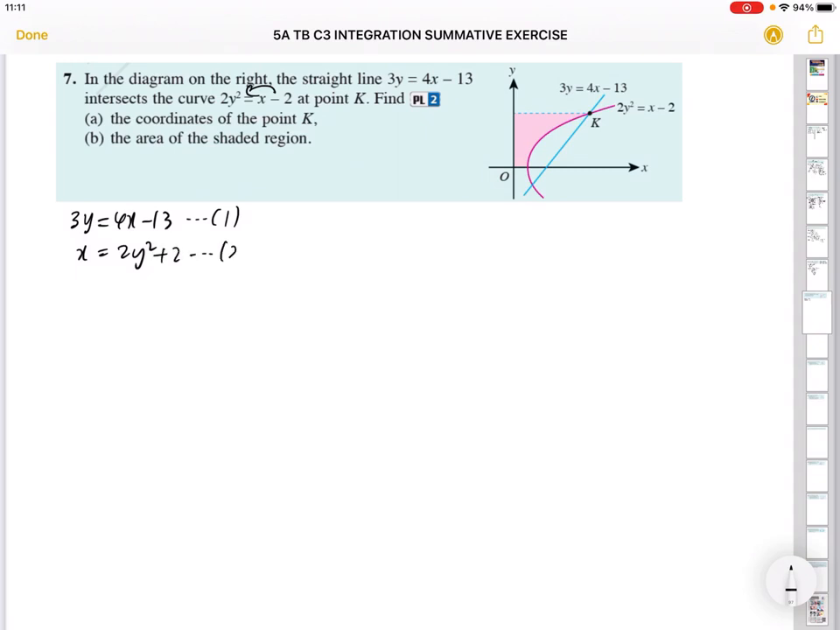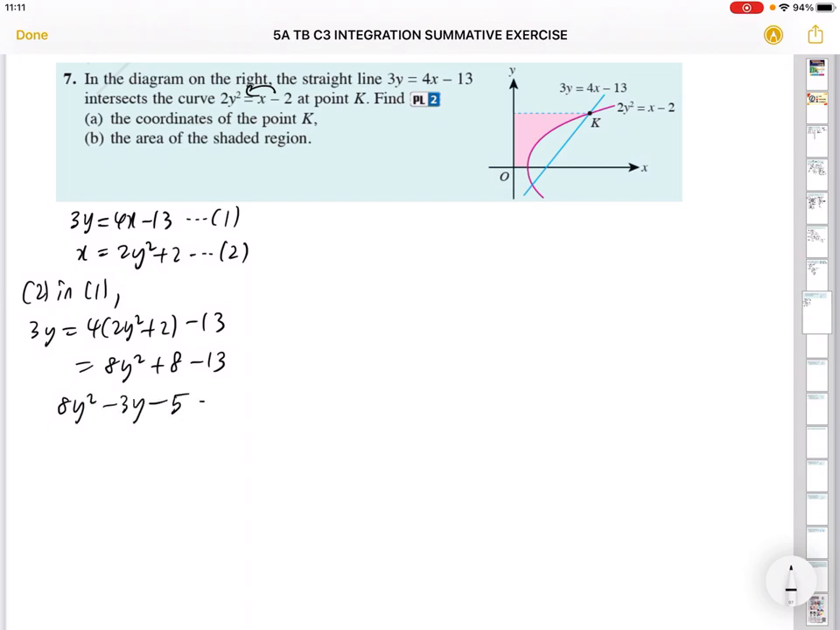As I sub 2 in 1, 3y is now 4 times 2y squared plus 2 minus 13. 8y squared plus 8 minus 13. 8y squared minus 3y minus 5 is now 0. I think we can factorize this. 8 times 5 is 40. To get 3, I should just use 8 and 5. 8 should be negative, 5 should be positive. Y is negative 5 over 8, or Y is 1.